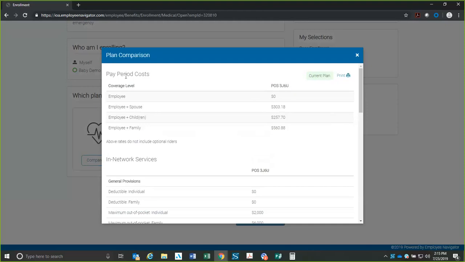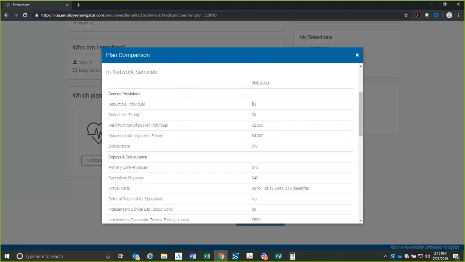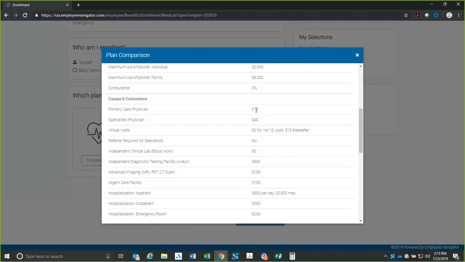So it has the per pay period cost in here. It also has the deductible is 0, just like last year's plan. You have a $2,000 maximum out of pocket and 0% coinsurance. So we'll talk about what deductible, coinsurance, and max out of pocket really mean. But let's scroll down a little bit. Our primary and our specialists are just copays.